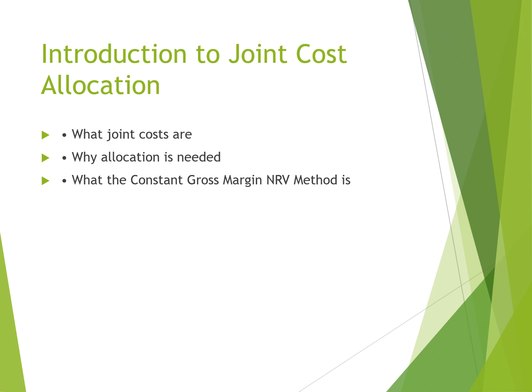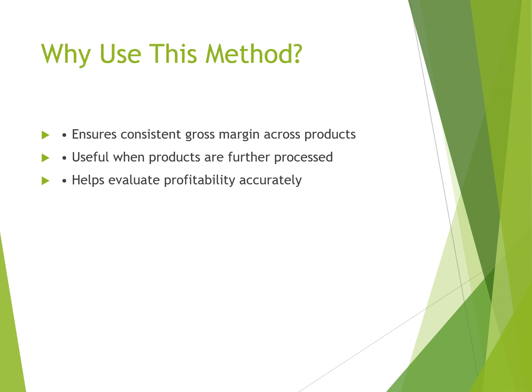Welcome everyone. Today we are learning one of the most important cost accounting topics, joint cost allocation. We will cover what joint costs are, why companies need to allocate them, and what the constant gross margin NRV method actually does. By the end of this lesson, you will understand when and how to use this method with full confidence. So why do we use this method?